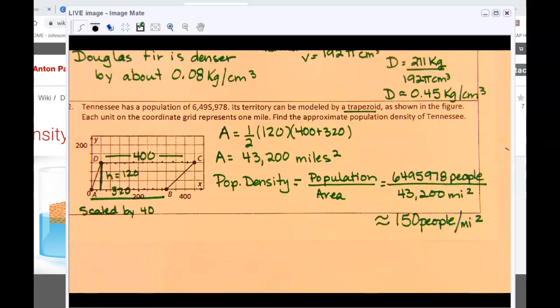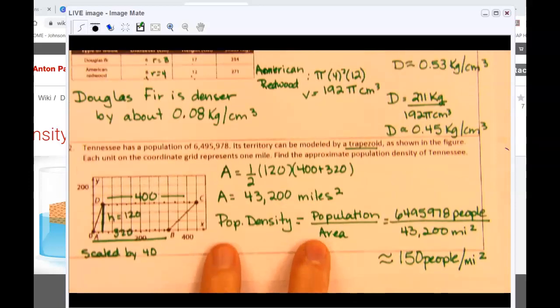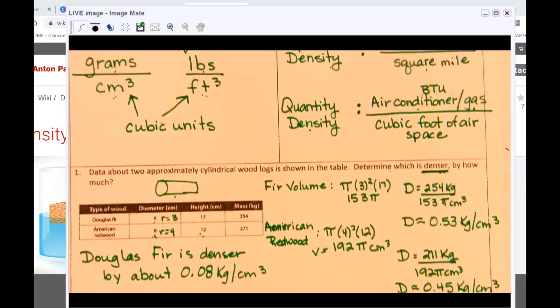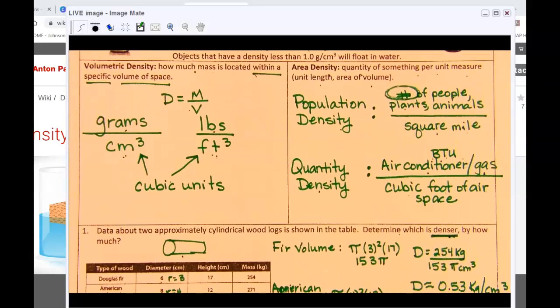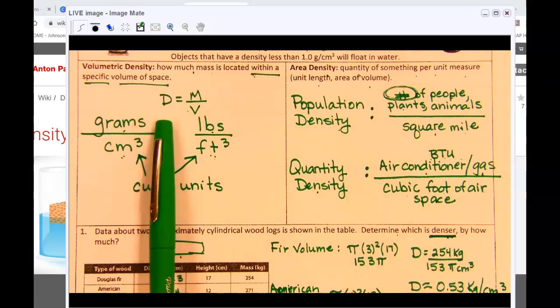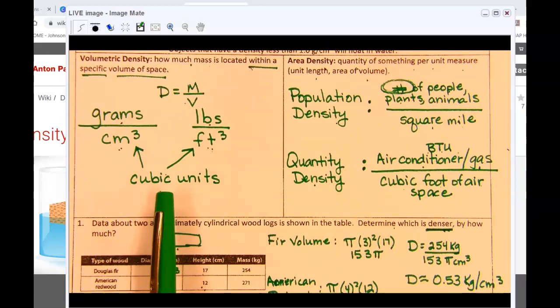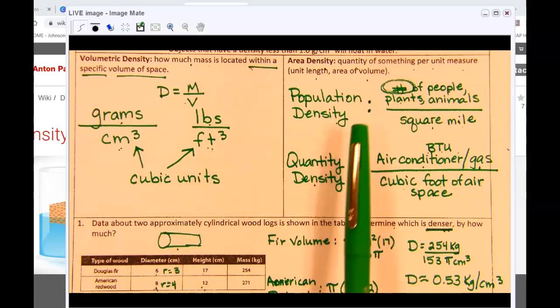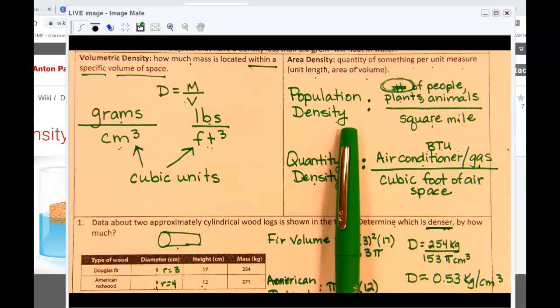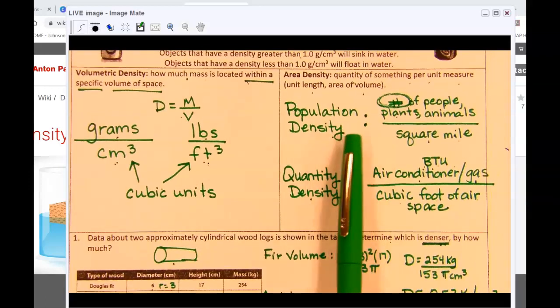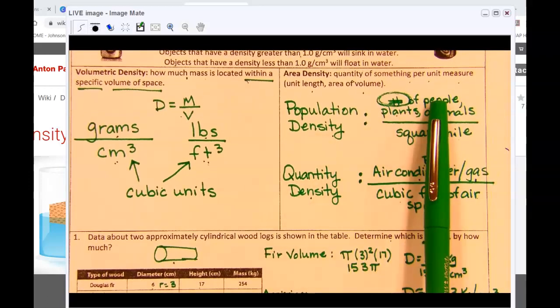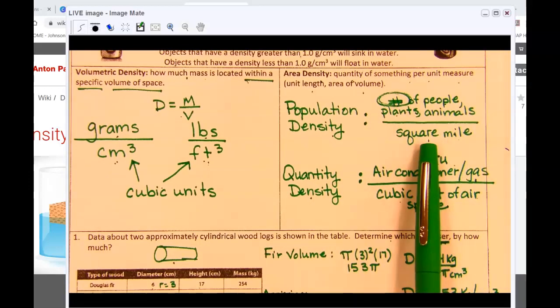So, recapping this lesson, there are 2 types of density that we will talk about in geometry. We can do volumetric density when it's talking about the density of two objects. It could be light, it could be heavy, or we can actually talk about population area distance. So population density is just taking the number of people or objects over the square miles.